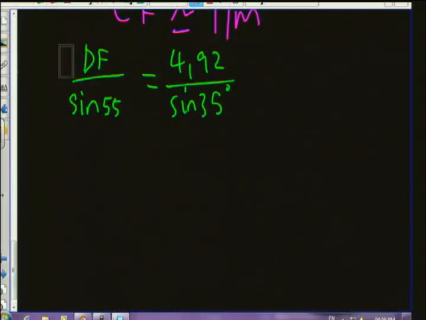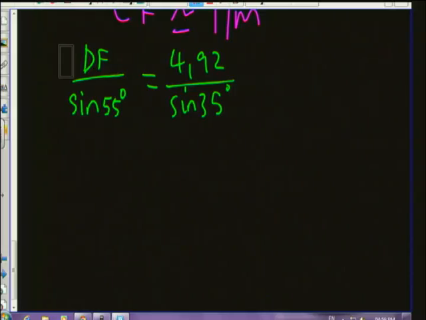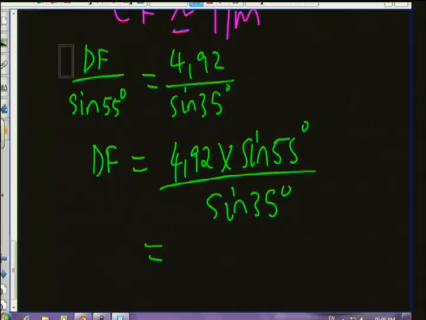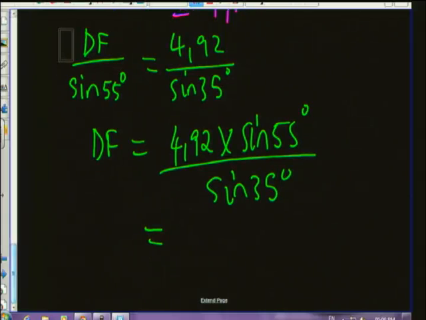And guys, here it's very important. You can tell that this is the sine rule, but you have to make sure if you started with the side divided by sine of the angle, on your right hand side you must do the same. You must not say sine now over the side. Okay, so now I have to make DF the subject, so DF will be 4.92 times sine 55 divided by sine of 35.